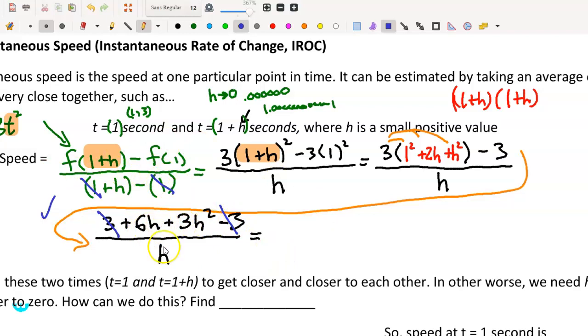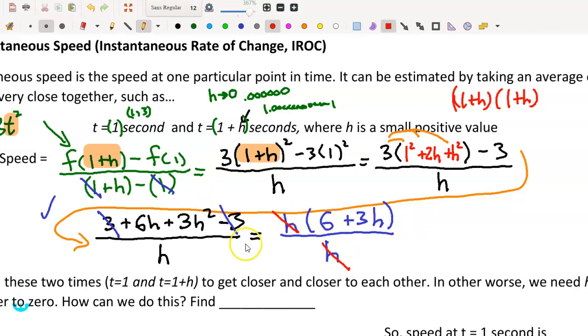Then we can see how to simplify this whole expression. Okay, we have h everywhere, so let's factor out an h. From 6h and 3h squared, just factor out the GCF of h. Again, more Algebra 1. It's all over h. And once again, now we can cancel.